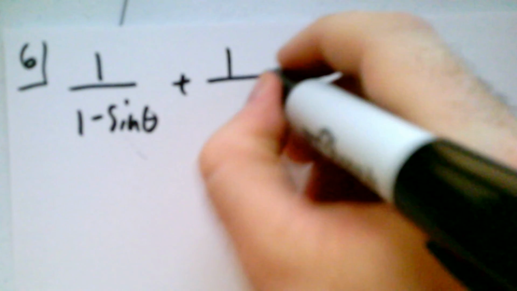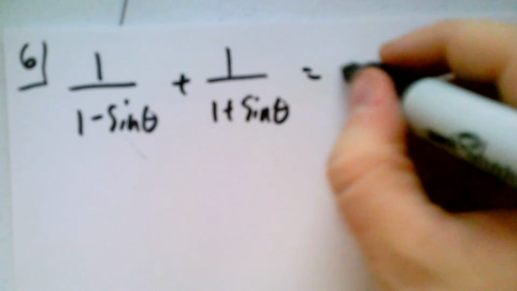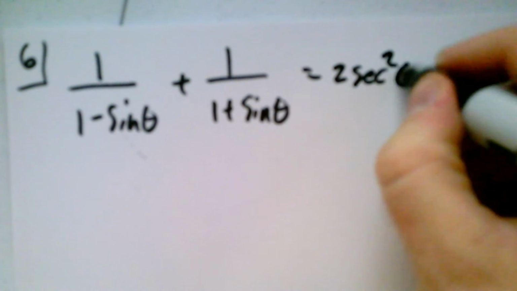Okay, so let's do another identity problem. These are usually considered tricky, so might as well do a few of them. Okay, how about this one? How about problem number 6 for the day? 1 over 1 minus sine theta plus 1 over 1 plus sine theta equals 2 secant squared theta.